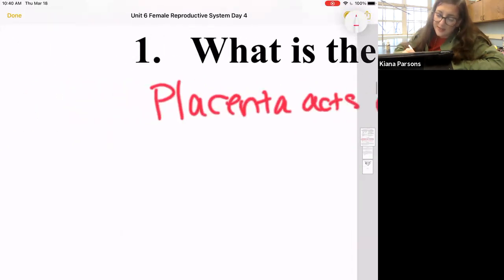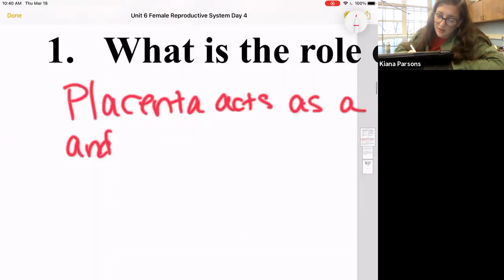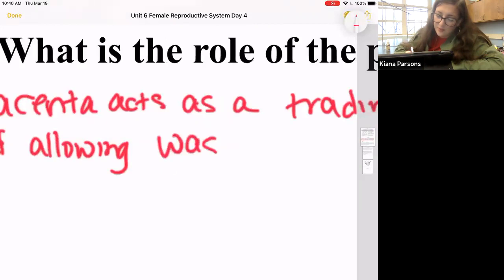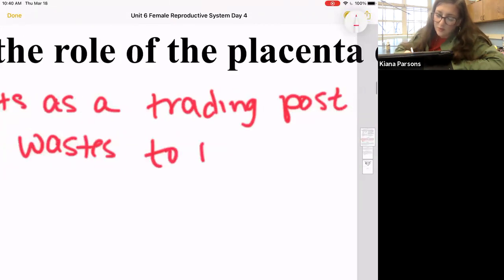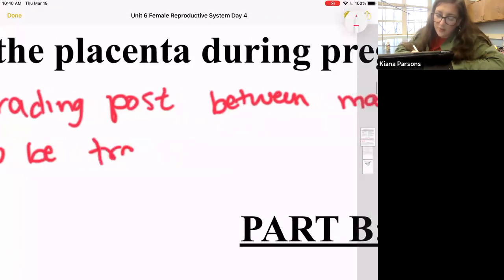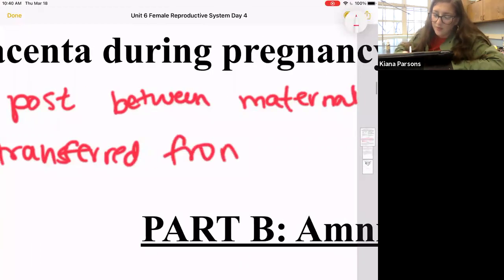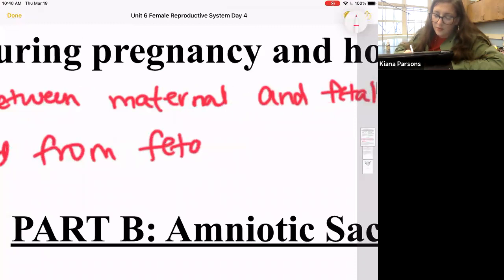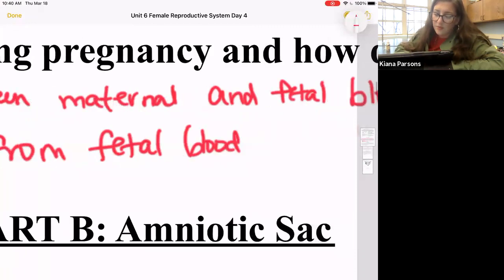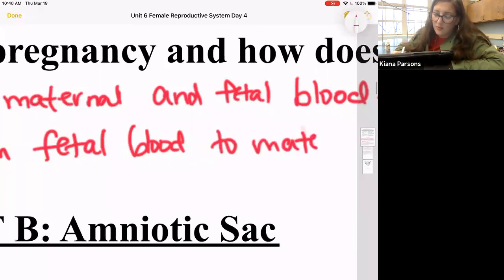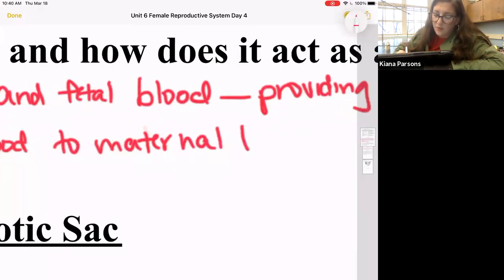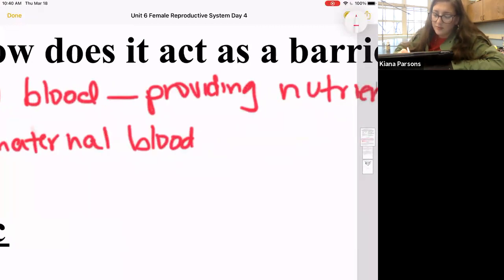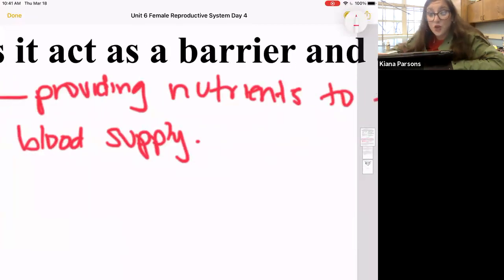Providing nutrients to the fetus and allowing waste to be transferred from the fetal blood to the maternal blood supply. And then this is the filtration system.